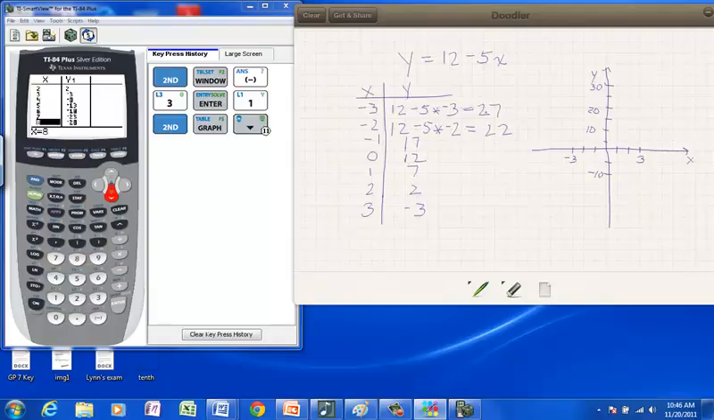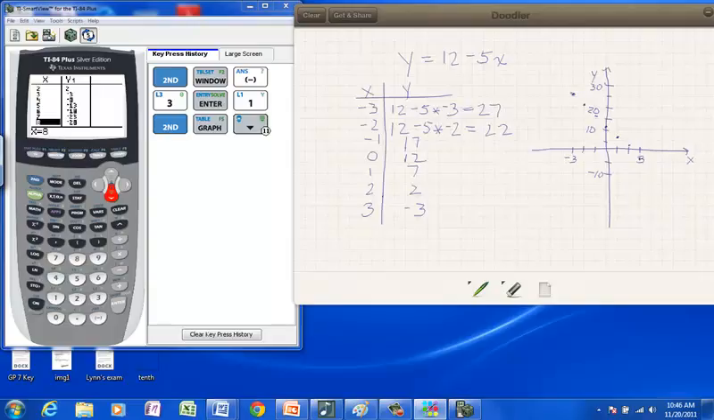Okay, now I'll plot those points. At -3, it's 27. -2 is 22. -1 is 17. 0 is 12. 1 is 7. 2 is 2. And 3 is -3.